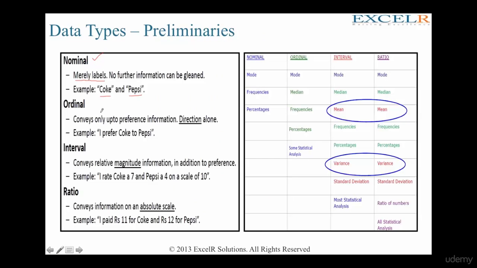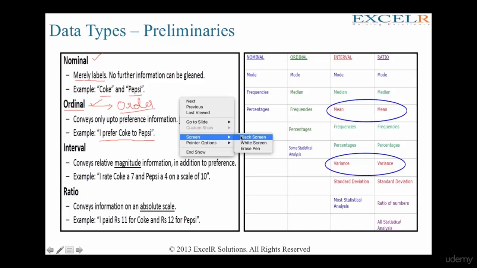However, if I move on to ordinal data, the name ordinal comes from order. It conveys your preference. It explains the direction. So if you say I prefer Coke to Pepsi, I'm getting some more information as opposed to nominal data. And that additional information is that you like Coke more than Pepsi. This is the order that you are coming to know.